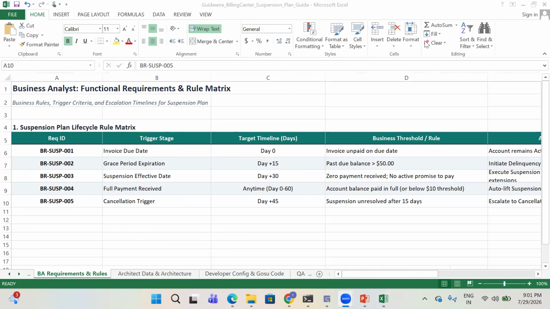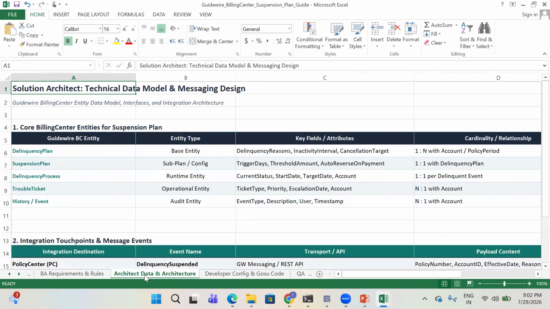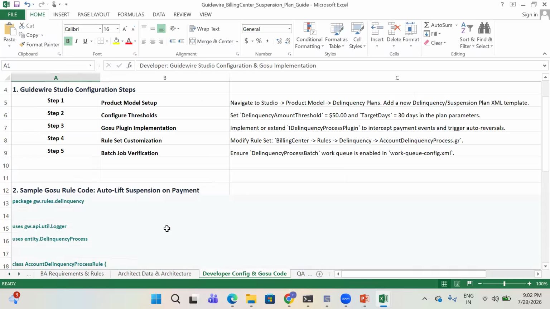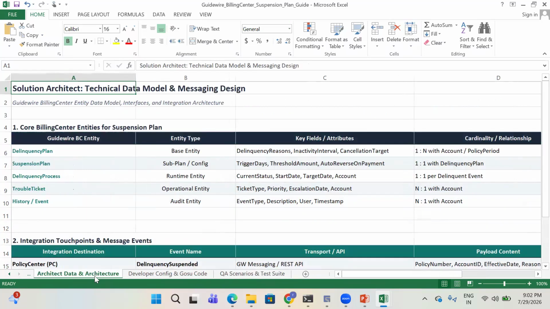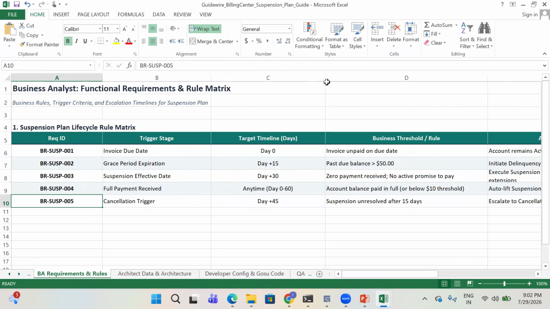This is how it works for one requirement, the suspension plan life cycle. From a BA perspective, we need to know what the requirements are, right? So everything we must be knowing. For that, what should be the architecture, data architecture, Guidewire architects and solution architects do that. From a developer point of view, how do we do it? From a QA point of view, how are we going to do it? These will come next, right? So from the requirements point of view, from a BA side, this is how we need to know and understand.